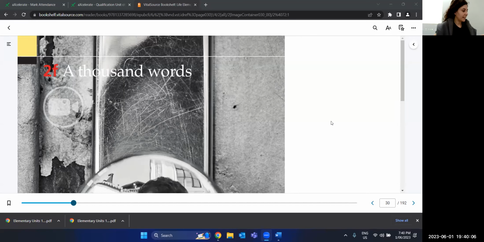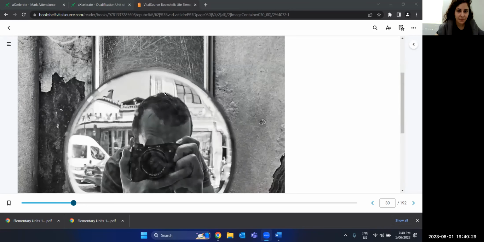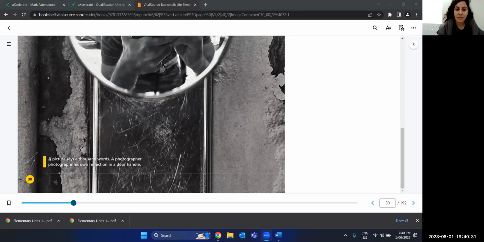Okay, so we are back and we finished off with the advertisements, and now the last unit of the book, the last unit for unit 2, 2F, 1,000 words. So let's have a look. We have an image and there's a caption. This is called a caption. It says, a picture says 1,000 words.